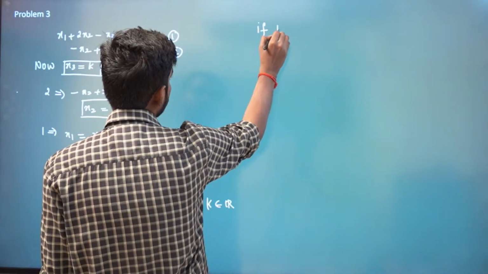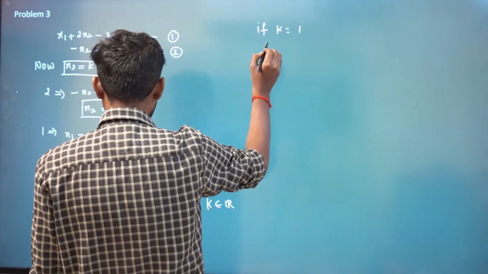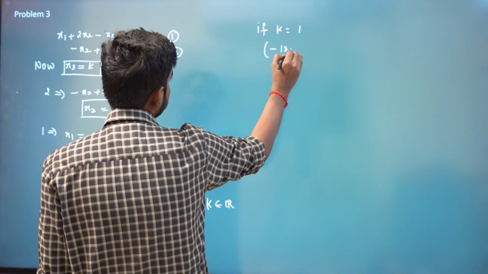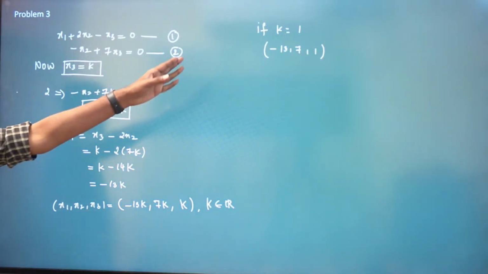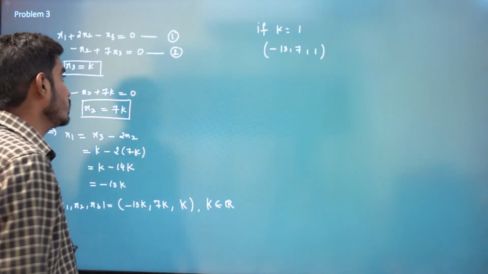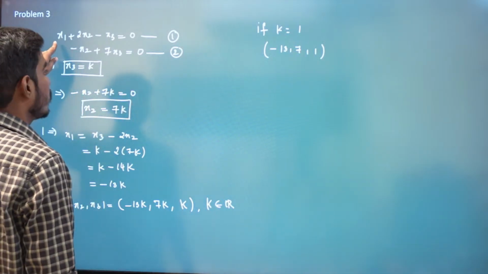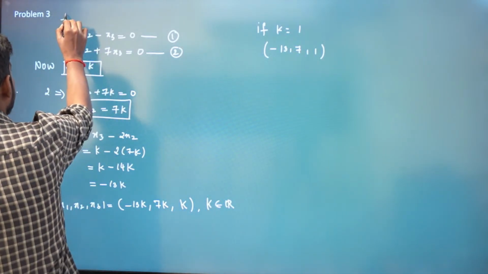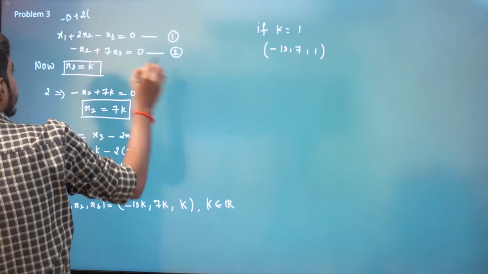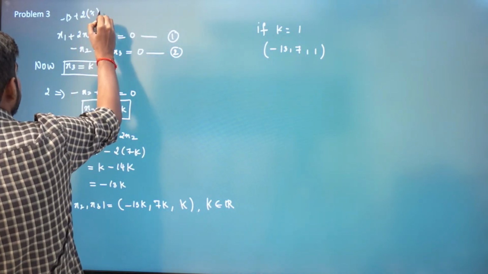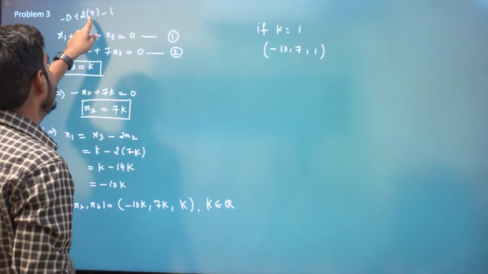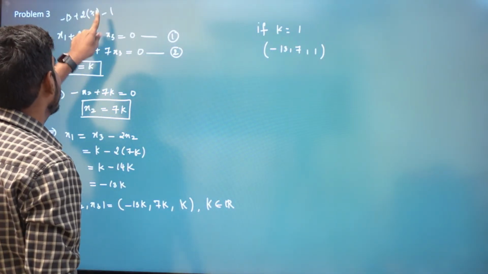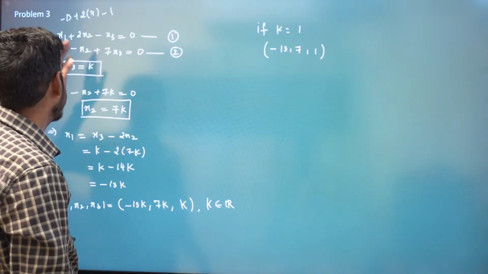For example, if you just put k equal to 1, what's our solution? Minus 13, 7, 1, right? You can see that minus 13, 7, 1 will satisfy this equation. Can we check it? So x1 is minus 13, plus 2 times x2, so x2 is 7, minus x3 which is 1. So 2 sevens are 14, 14 minus 1 is 13, minus 13 plus 13 is 0, and again minus x2.